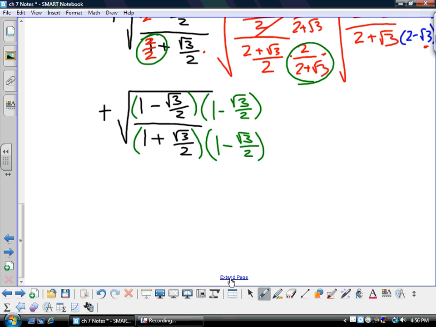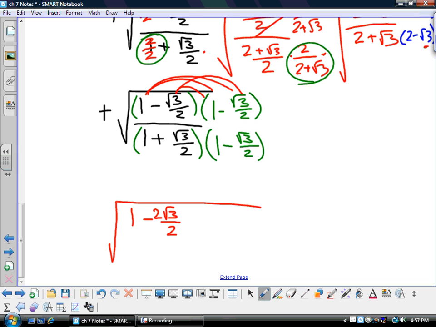Now we need to FOIL out the top and FOIL out the bottom. On the top, we would get 1 minus square root of 3 over 2, another minus square root of 3 over 2, so I'm just going to say we have 2 copies of square root of 3 over 2. And then when we do the last, it would be plus square root of 3 times square root of 3 is 3. 2 times 2 is 4.